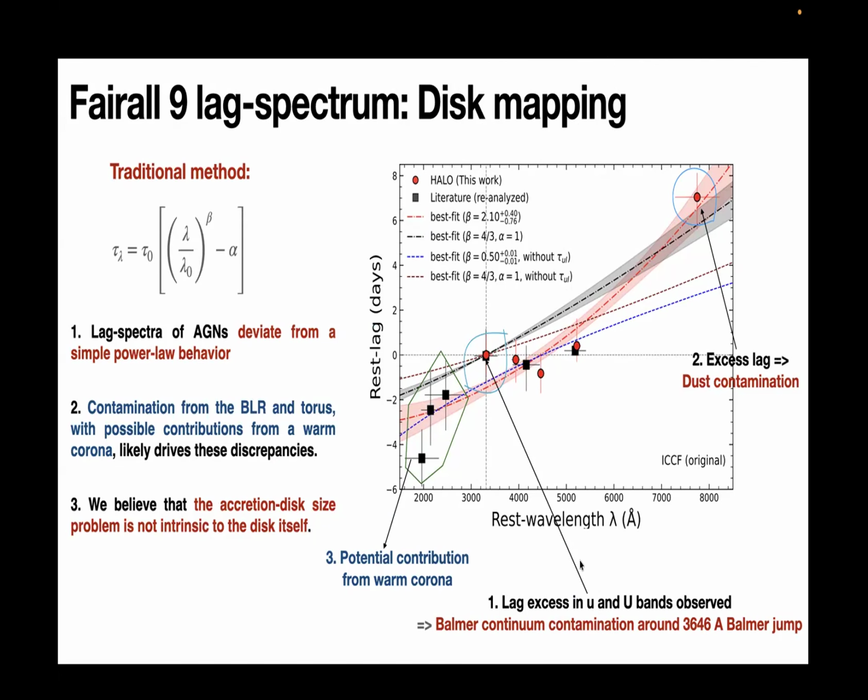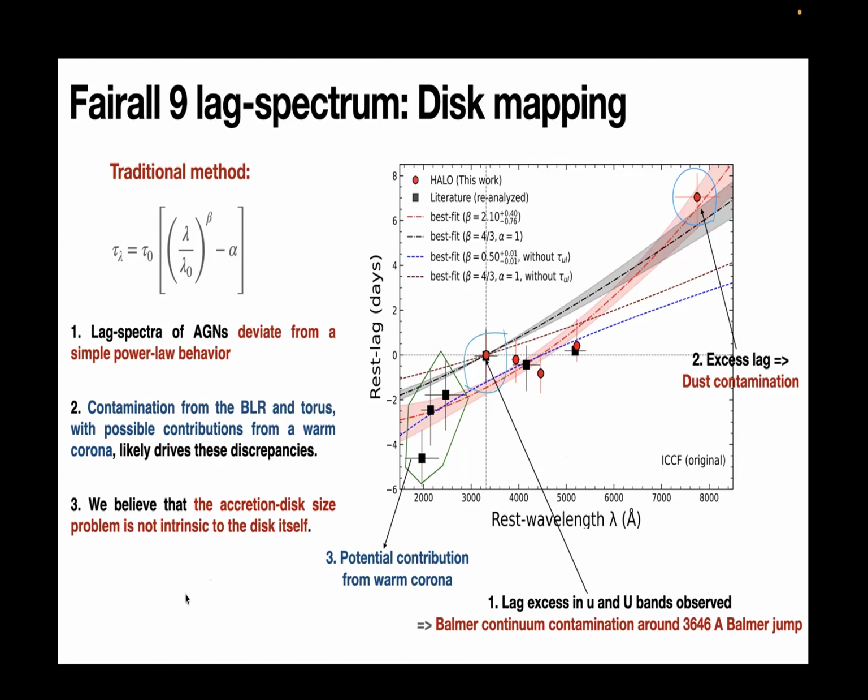That is the atomic features present in the lag spectrum, such as the Balmer jump around 3646, and also an excess lag is observed at the longest wavelength, that is in the I band, which we think is because of the dust contamination from the torus. And this conventional disk mapping also fails to capture the delays at the shortest wavelength. We think that there is a potential contribution from the warm corona in these regions.